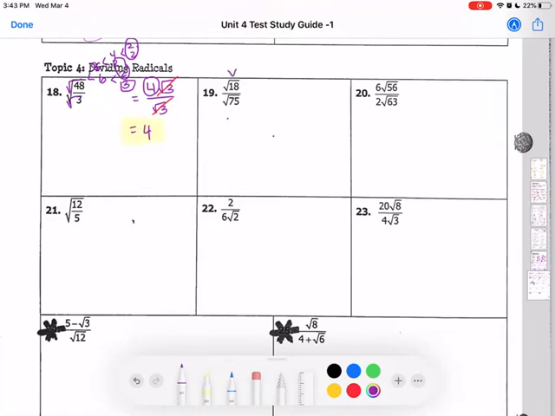On the next one, I want to break these down. I have 9 and 2, 3 and 3. So I can take out a 3, leave a 2 behind. So I get 3 square root of 2. On the bottom, 75 must be divisible by 5, so I get 5 and 15, which breaks into 5 and 3. So I can take out a 5 and leave in a 3. I cannot have a square root on the bottom, so I'm going to multiply top and bottom by the square root of 3.